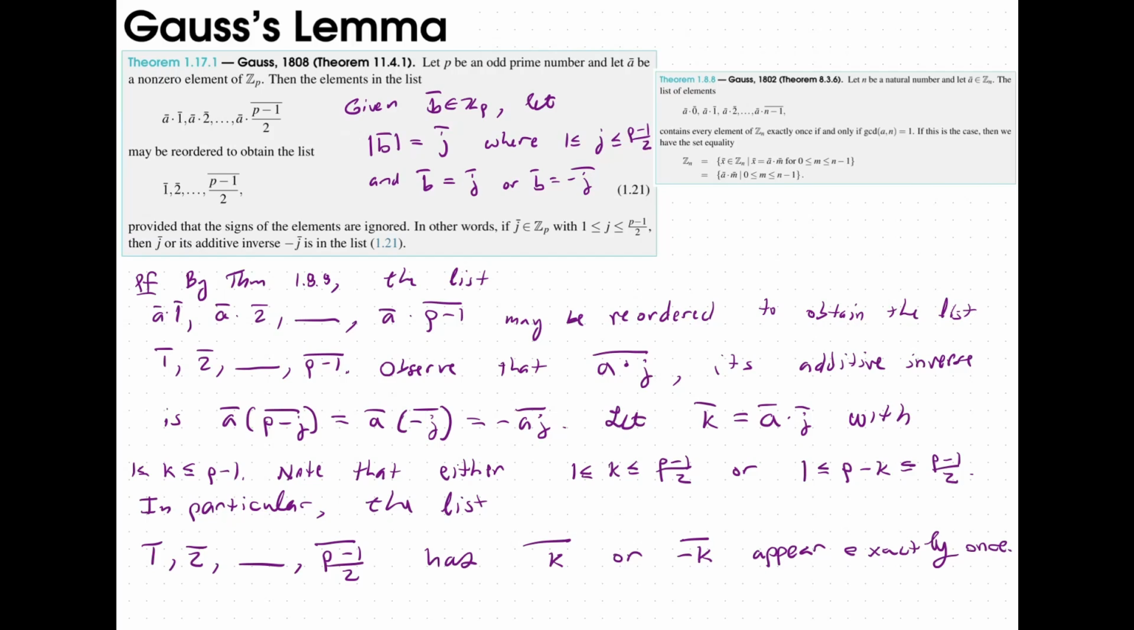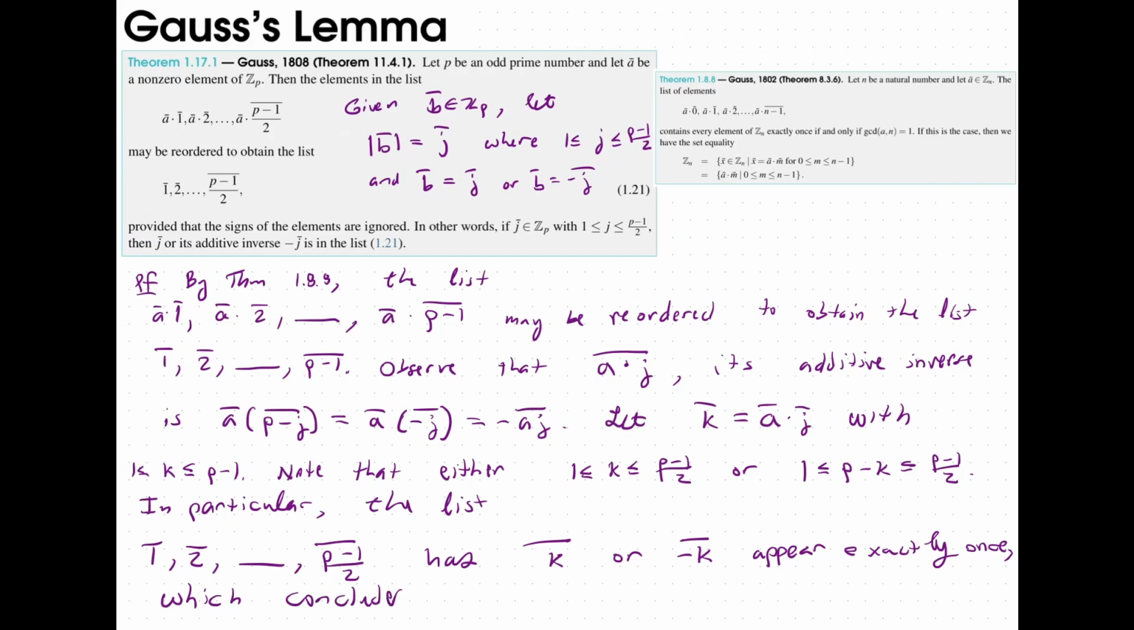The difference is that now we have a times j, but we still know that a times j, its additive inverse is going to be minus a times j. And so if we ignore the signs, as is phrased here in the earlier notation, then we know that this list has to contain k bar or minus k bar exactly once, but we have only p minus 1 over 2 elements, so that shows that we can reorder the list in this way. And so that concludes the proof.